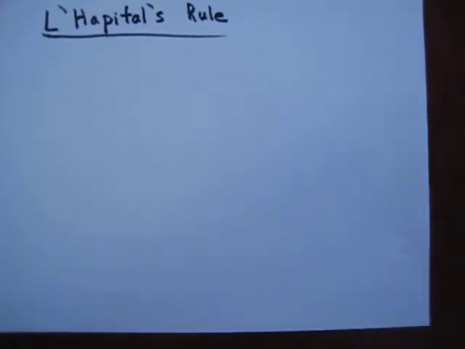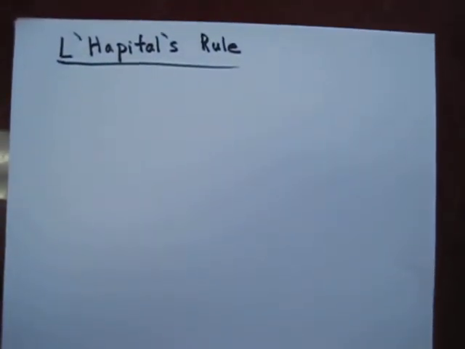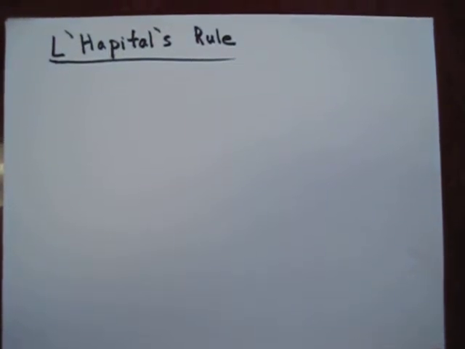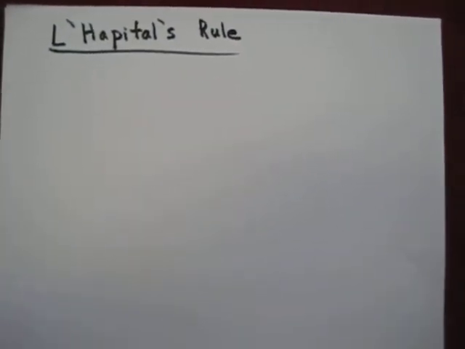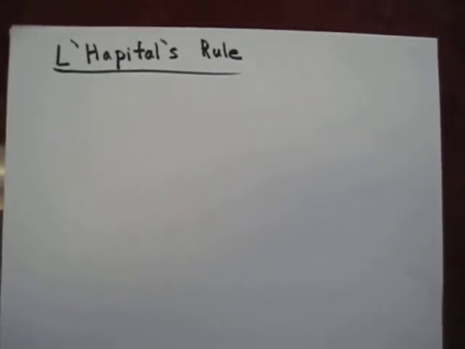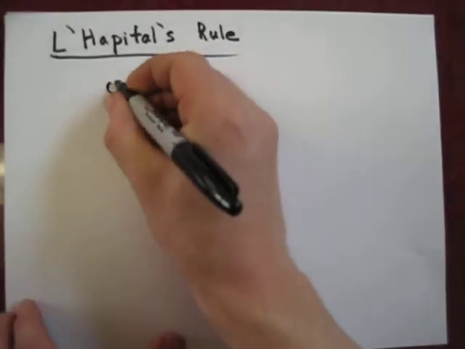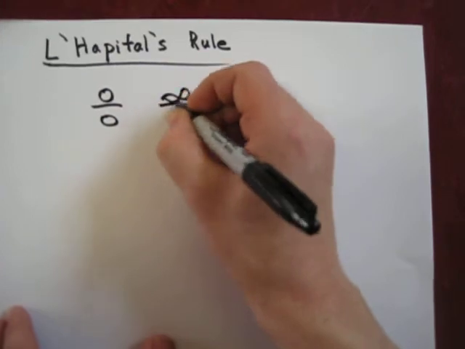Okay, so this video is going to be on L'Hopital's rule. L'Hopital's, well, however you pronounce it. This rule is really good for finding the limits of things if you have a limit where you're either getting 0 over 0 or infinity over infinity.